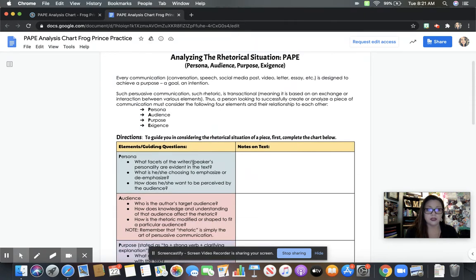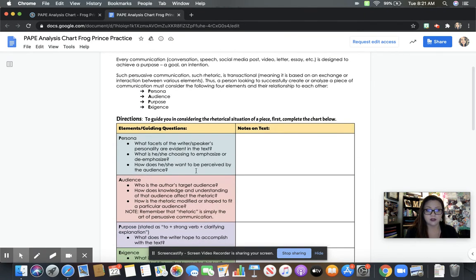So I want us to answer these three questions, right? What are the facets of the speaker's personality that are evident in the text? So this would be from the princess or the prince. What are they choosing to emphasize or de-emphasize? And that would also be in terms of the writer, because the writer is making specific rhetorical choices to emphasize certain elements of the personalities of each of those characters. And then how does the writer want them to be perceived?